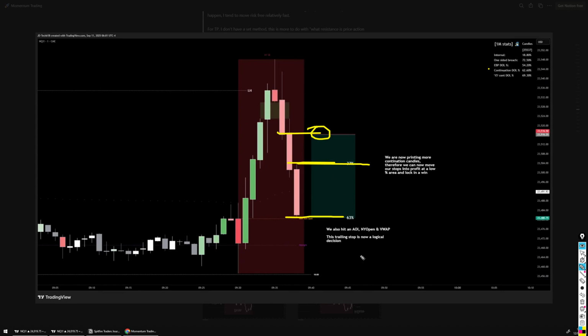That's essentially what Spitty was talking about with his methodology, and this would be the more aggressive style of risk management. Once we hit that AOI, New York Open, VWAP, this trailing stop is now a very logical decision. This is the kind of methodology you really should be starting with. Because it's effective, you're going to have a high hit rate of trades, and you're going to probably hit a lot of successful trades.